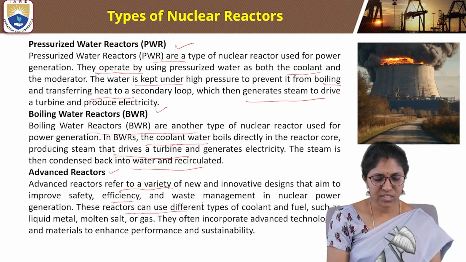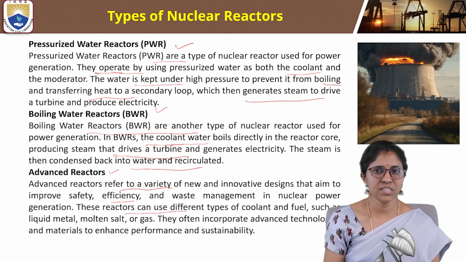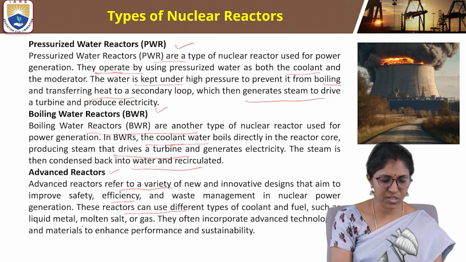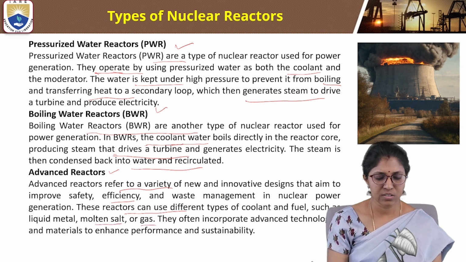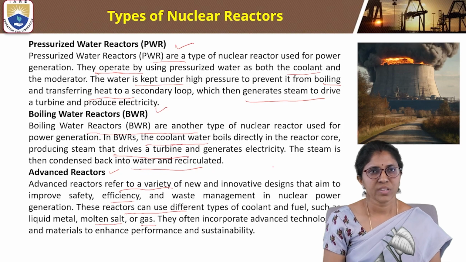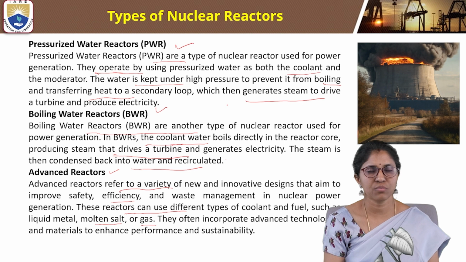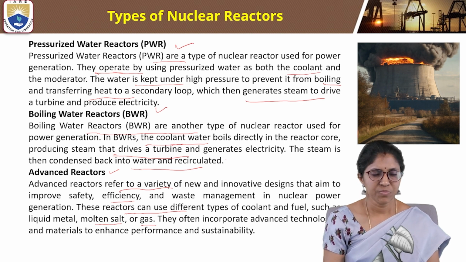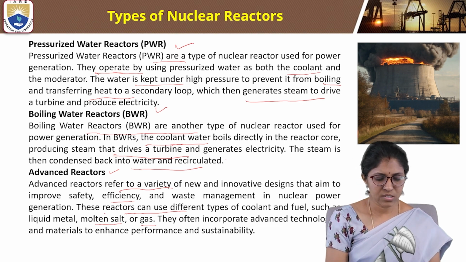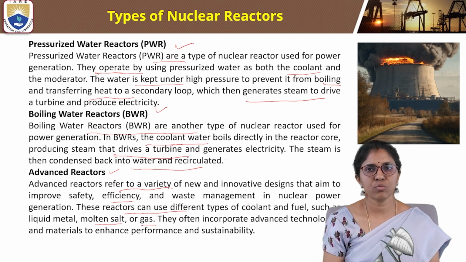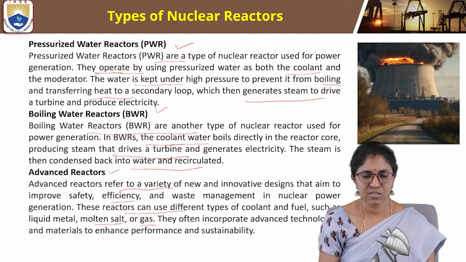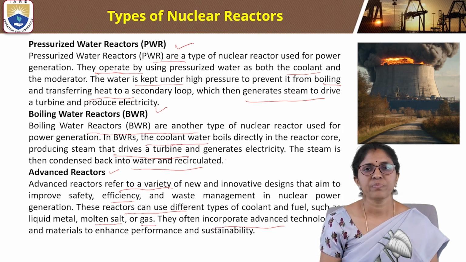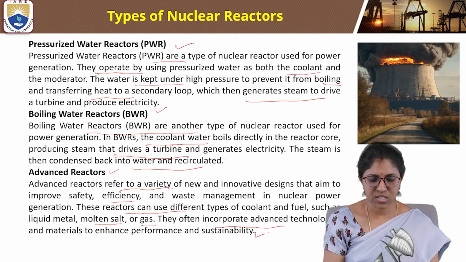And these reactors can use different types of coolant and fuel such as liquid metal, molten salt or gas. In a boiling water reactor, we use water. In a pressurized water reactor also, we use water as a coolant and moderator. In advanced reactors, we can use different types of coolants and fuels such as liquid metal, molten salt or gas. They often incorporate advanced technologies and materials to enhance performance and sustainability.